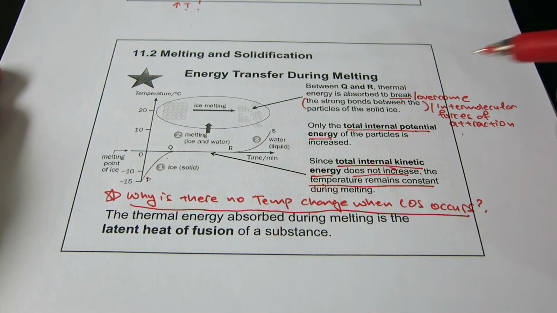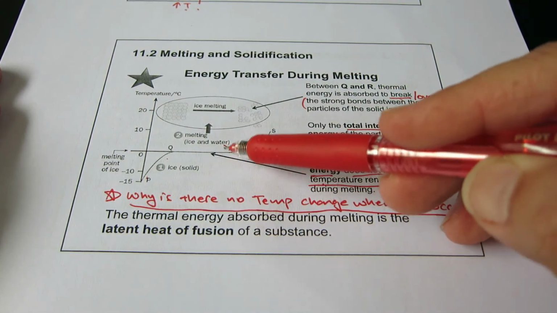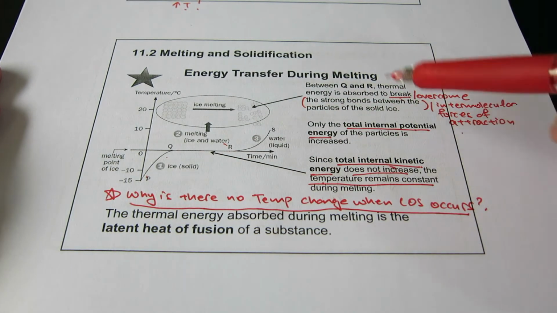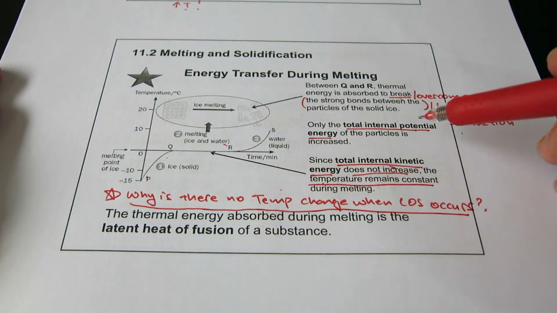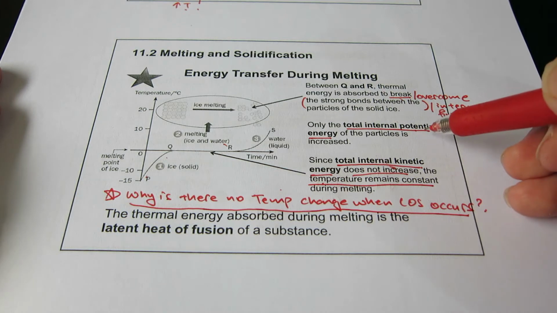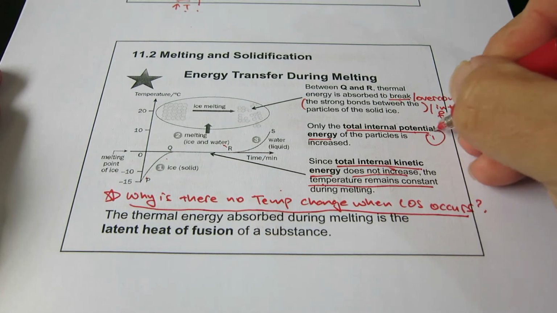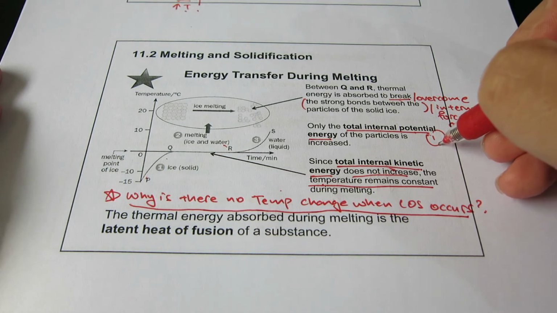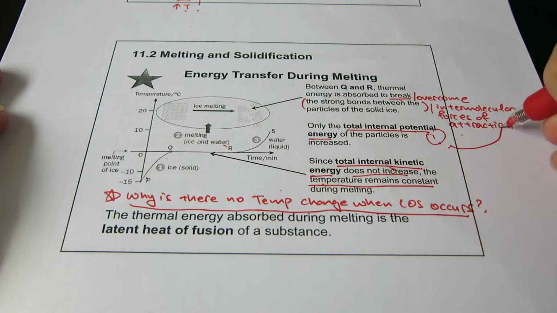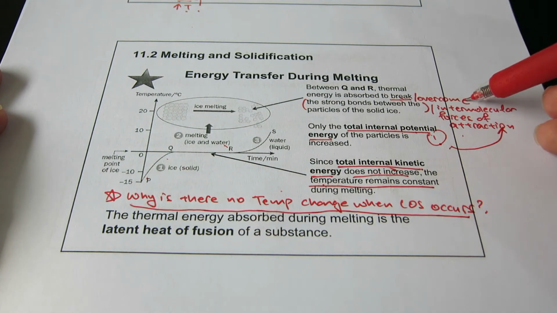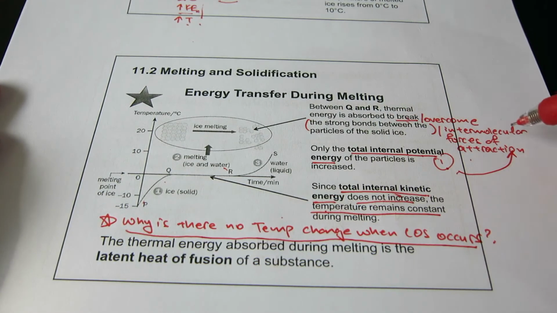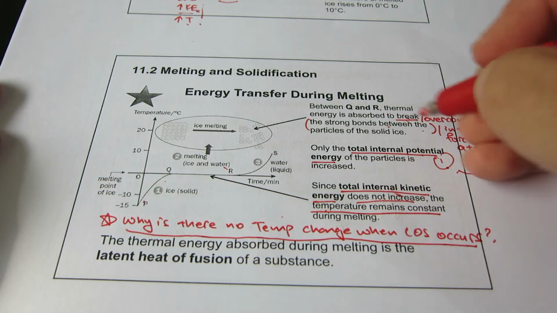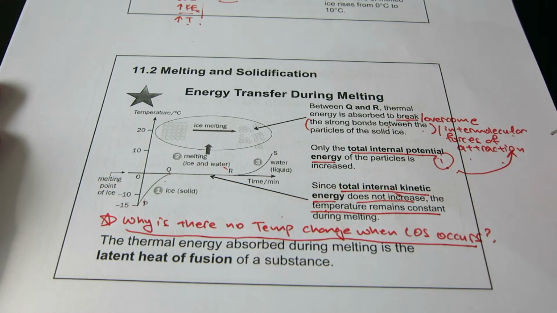They ask you, why is there no temperature change over here when the change of state is occurring? And the answer is actually over here. Alright, there's no temperature change because all of the energy goes into the potential energy. You say this first. And what is it being used for? It's used to change state by breaking or overcoming the intermolecular forces of attraction, or the strong bonds between the particles of the solid ice. You can use intermolecular forces of attraction.